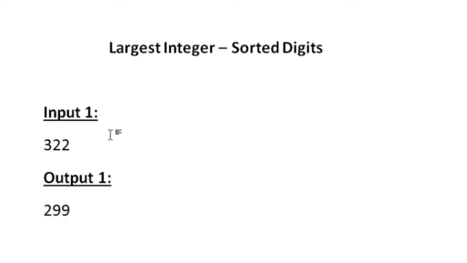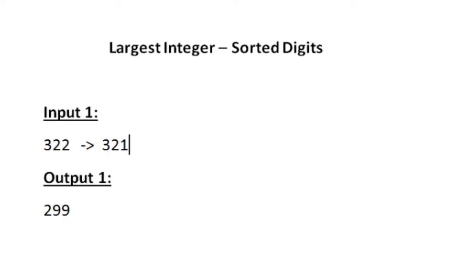So the first integer is 322. Here the digits are not in increasing order. The first digit is 3 and the next digit is 2. So from 3 it goes to 2, so the digits are in decreasing order. So the integer 322 is not in increasing order, so we decrement the value of it.